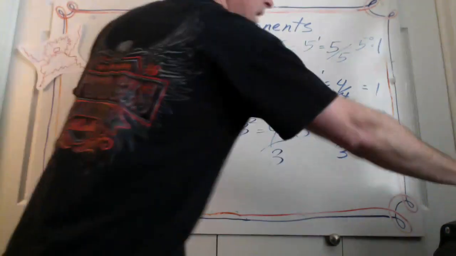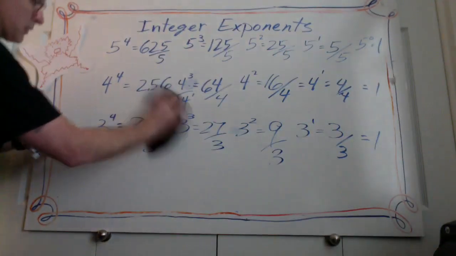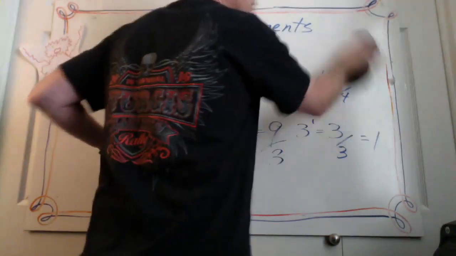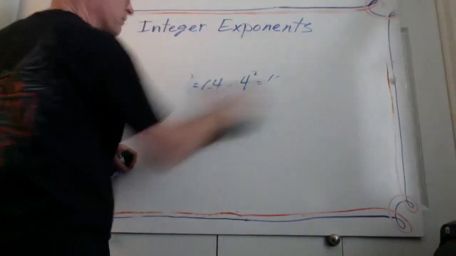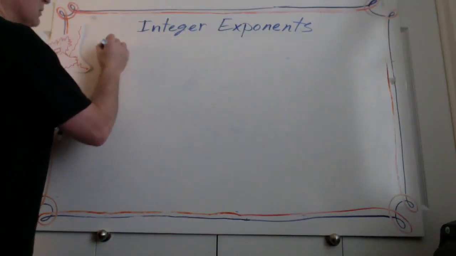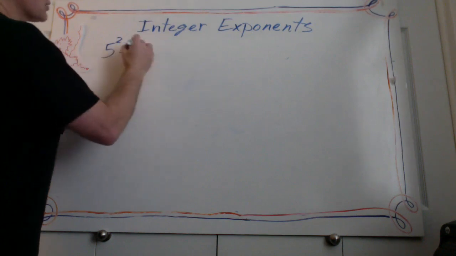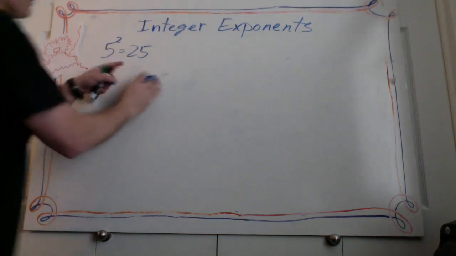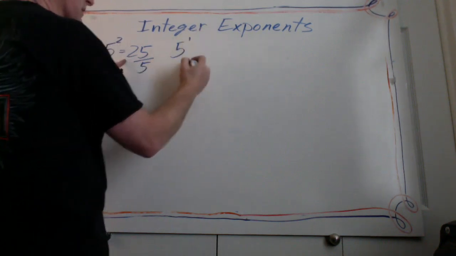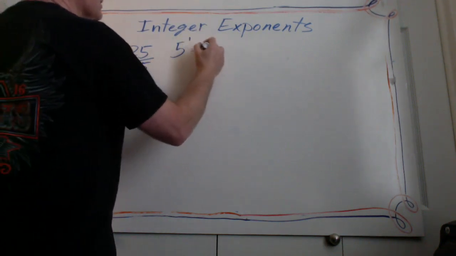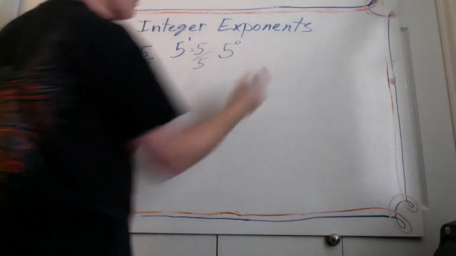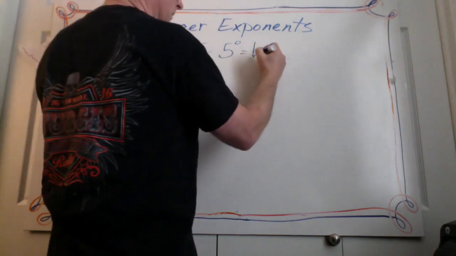So what I'm going to do now, now that we've established how this is going, is erase this and rewrite a few of them over here. Okay? So I had 5 squared, which was 25, and then I divided this by 5, remember? And that came 5 to the first, which is 5. And then I divided that by 5, and it became 5 to the 0, which was 1.